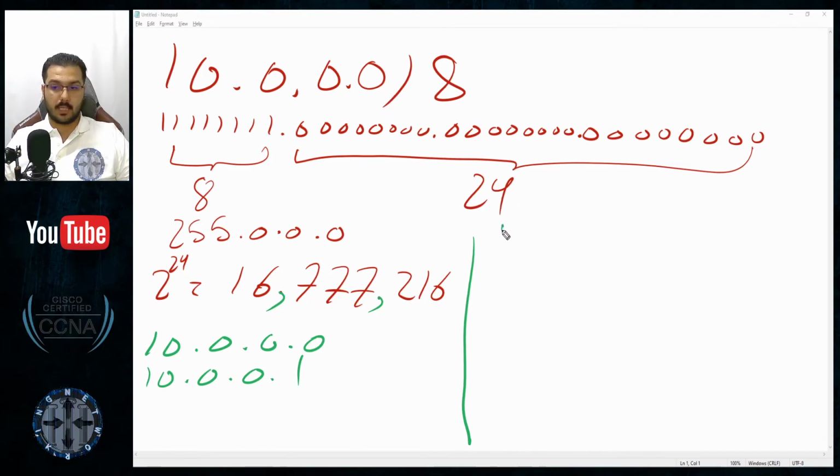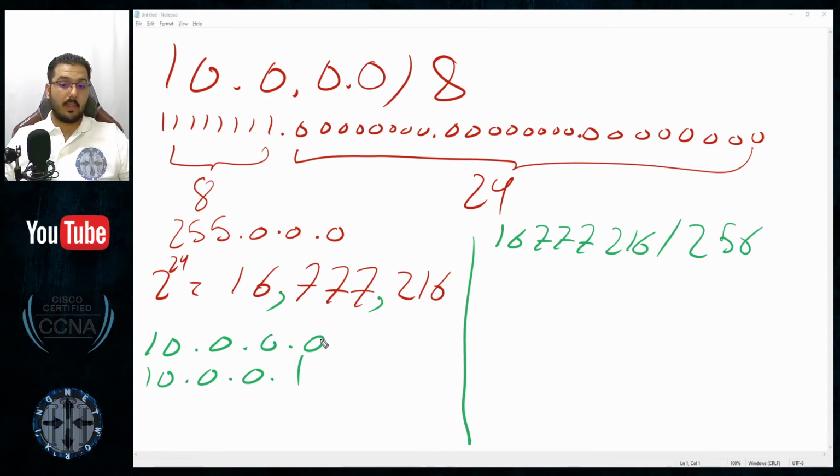So I will take 16,777,216, and I will divide it on 256. The same trick. The result, if it was a good number, then I will consider this one as 255, and I will start increasing here. I will treat the result as the numerical value for the third octet, not the fourth.